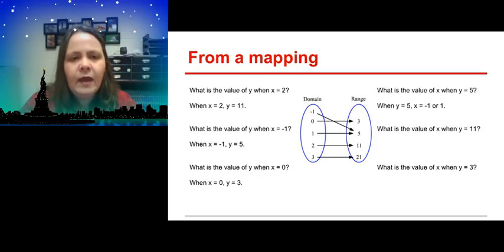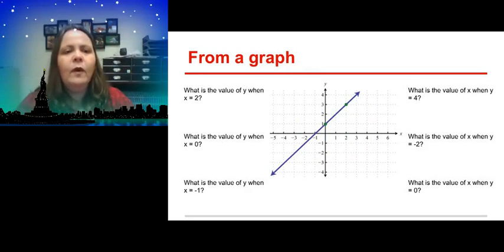And what is the value of x when y equals 11? Well, when y equals 11, if you go backwards on the arrow, you see that x equals 2. And what is the value of x when y equals 3? If you find 3 in your range column and you look backwards, you will see that x equals 0 when y equals 3. All right, let's look at a graph.